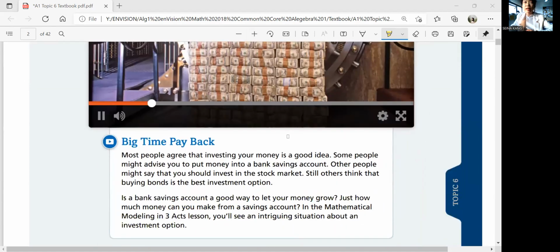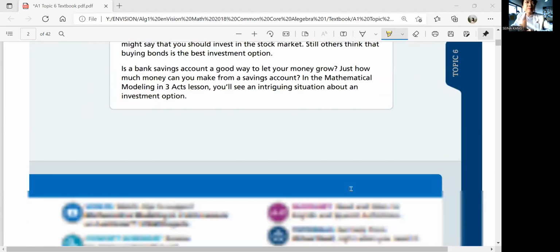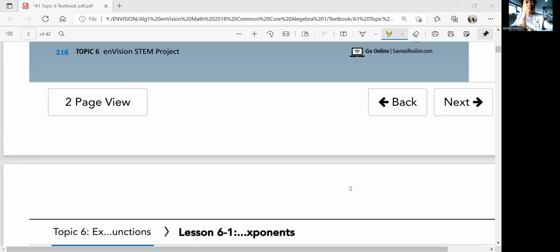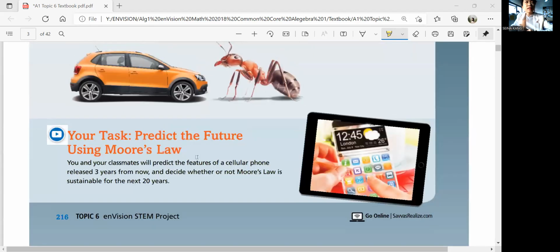Most people agree that investing your money is a good idea. Some people might advise you to put money into a bank savings account. So you're going to think about saving your money, investing your money, investing in the stock market, buying bonds. So is a bank savings account a good way to let your money grow? You'll investigate that. Your task is to predict the future using Moore's law.